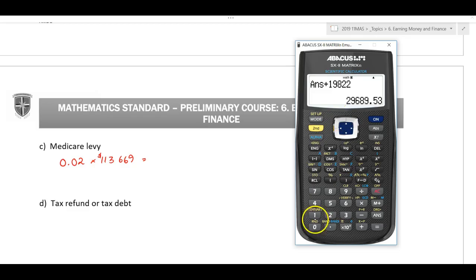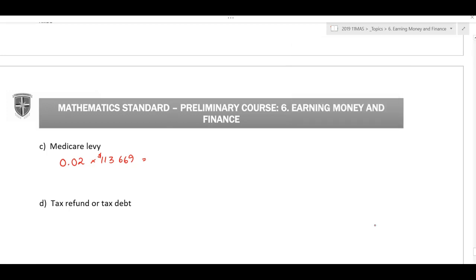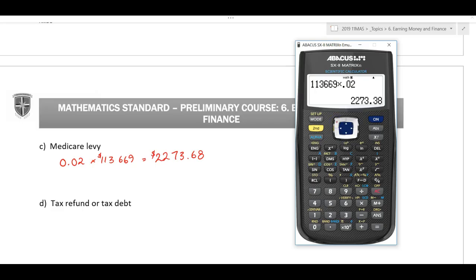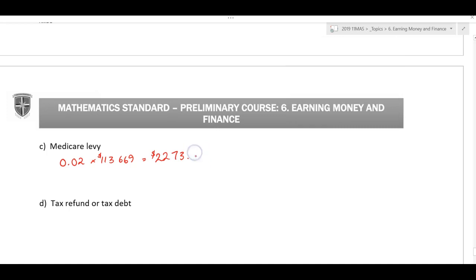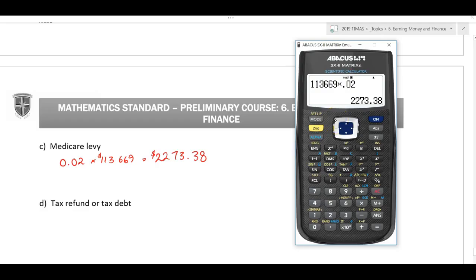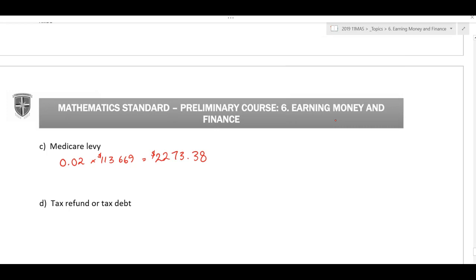113,669 times 0.02. Right, that's 2,273.38. Geez, my short-term memory is gone. 2,273.38. Right. That's the Medicare levy that Mia needs to pay.